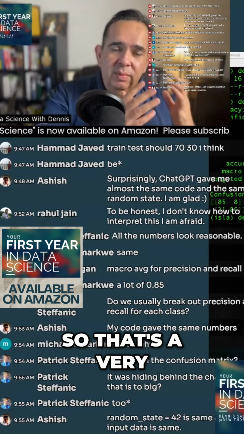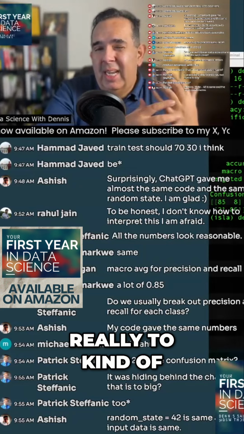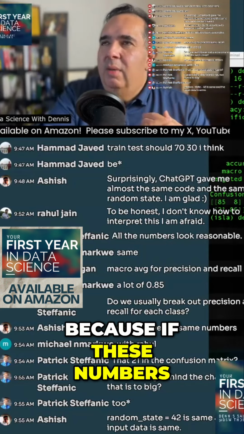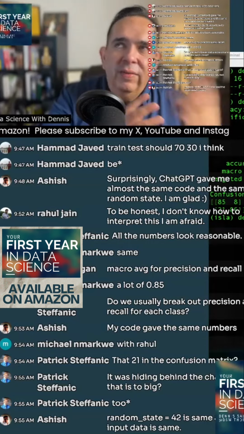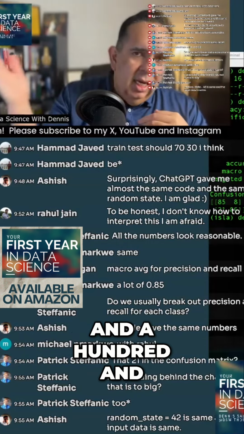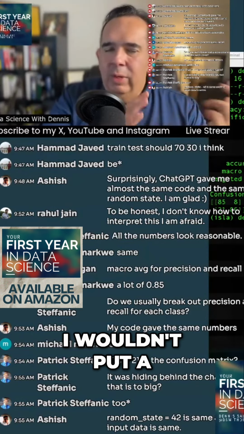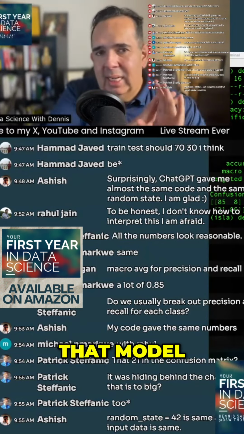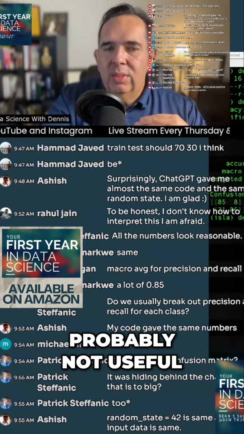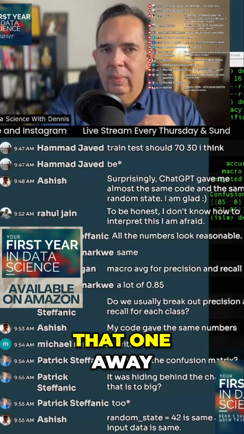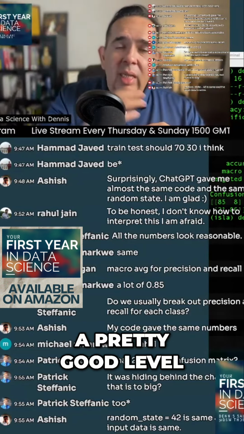So that's a very valuable piece of knowledge to know, really to kind of validate your model, right? Because if these numbers were unbalanced, like it was 15 from the null class and 185 from the positive class, that's a very unbalanced set. I wouldn't put a lot of faith in that model. No matter what the other numbers say, the entire model is probably not useful, right? You should probably throw that one away. But this one is reasonably balanced, so we can have a pretty good level of confidence in the model.